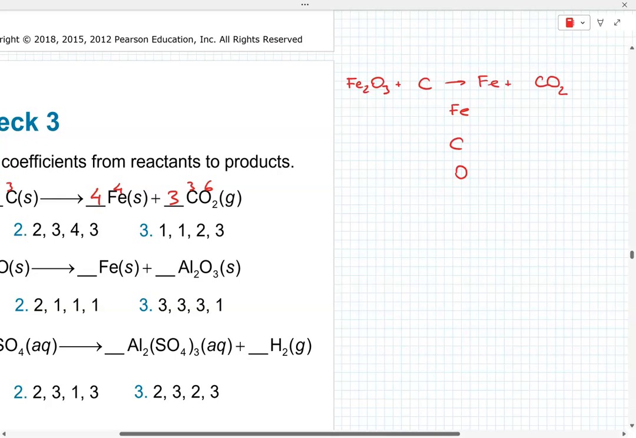Irons on the left. Carbons. Oxygens. On the right, iron, carbon, oxygen. So we're going to start balancing with iron, right? What do we need to put in front of iron on the right? Okay, we do follow. So iron's fine, carbon's fine. Now we need to balance oxygen.